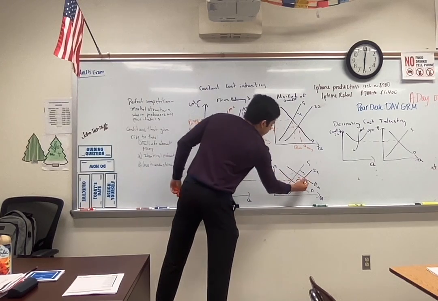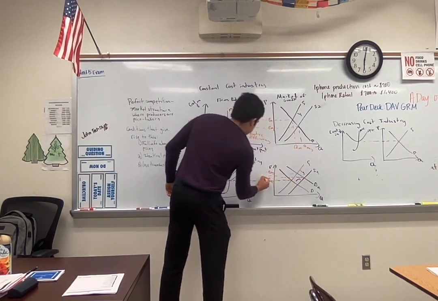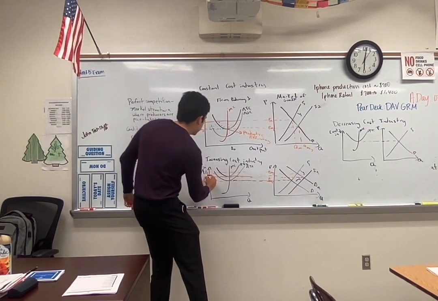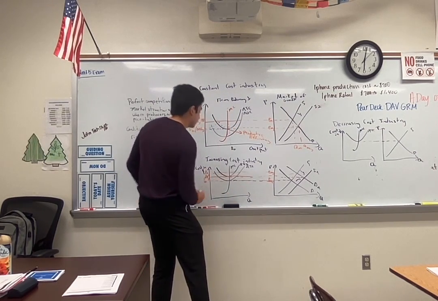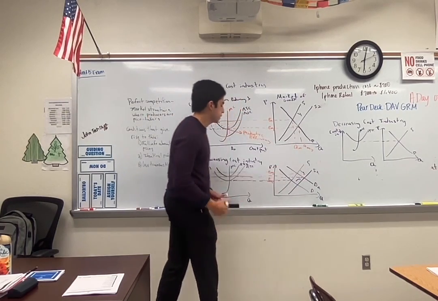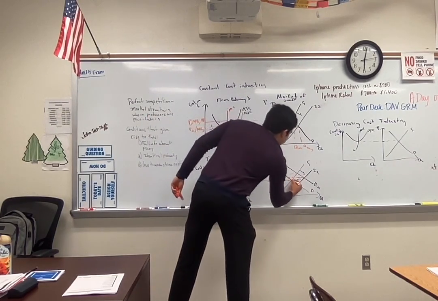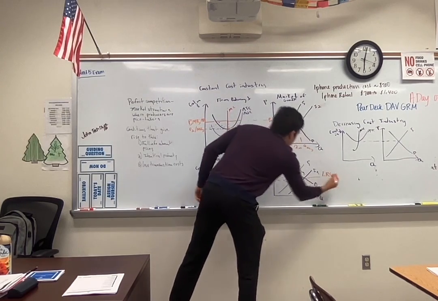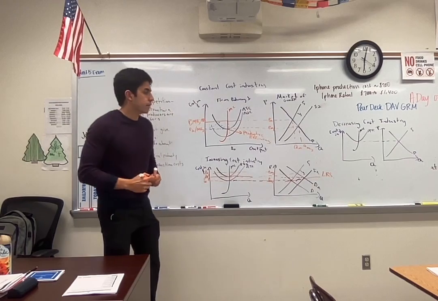and then we can see this should be tangent to the minimum point of the new ATC curve. This will be PF3. Boom, as more firms enter the market because there's profits to be made. And then we can see in an increasing cost industry, there would be an upward sloping long run supply curve.